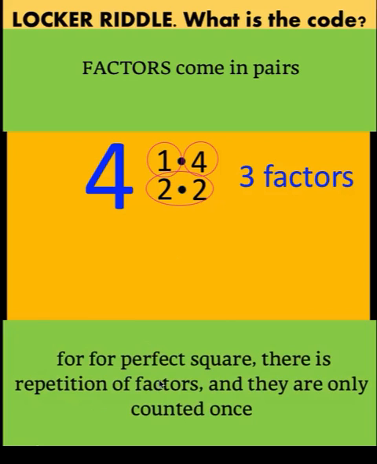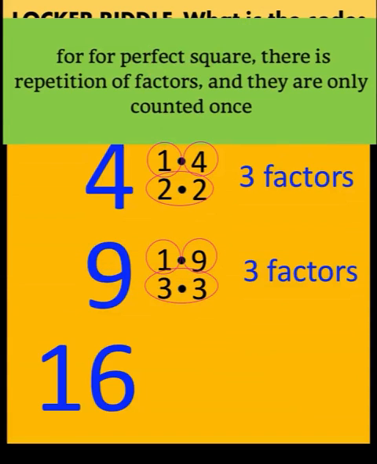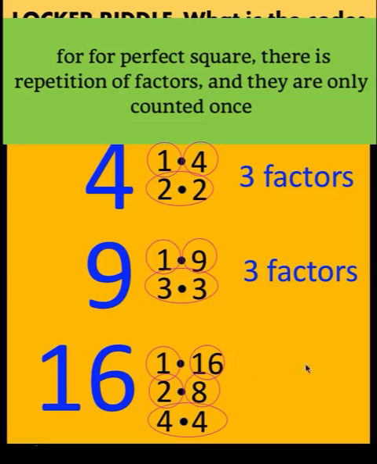For a perfect square, there is repetition of factors and they are only counted once. So for number 9, we can write 9 as 1 times 9 or 3 times 3, and we have 1, 2, 3, 3 factors. The same with 16. 16 is 1 times 16, 2 times 8, and 4 times 4. Because it is a perfect square, you have the same factors here multiplied by itself. We have 1, 2, 3, 4, 5 factors, and this is an odd number of factors.